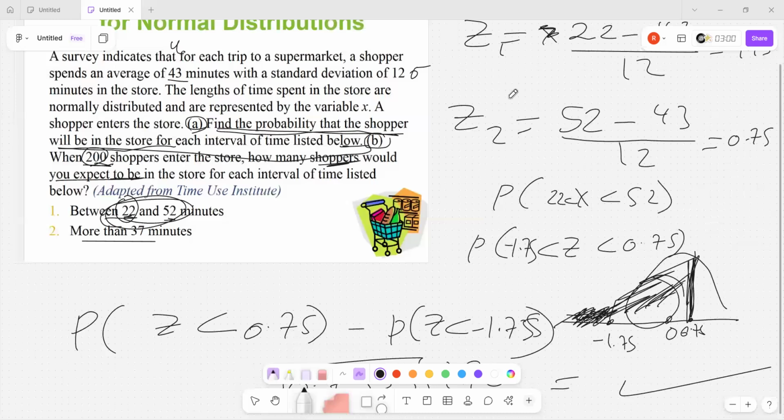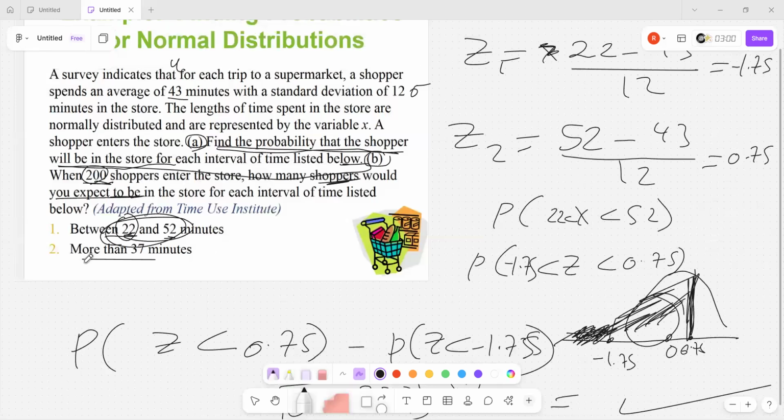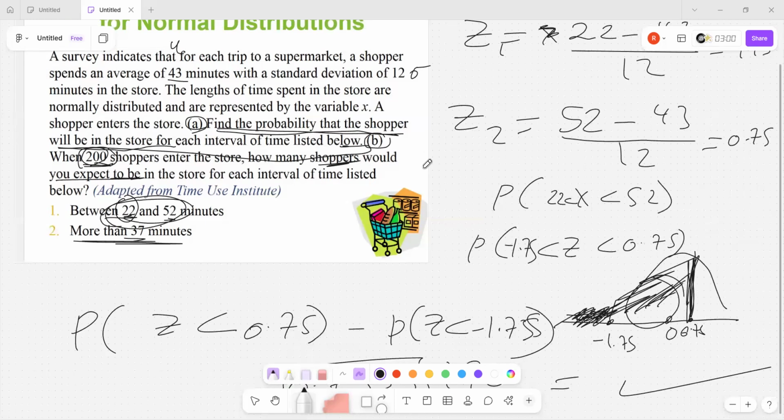Now it is your turn to tell me how to get the probability of X greater than 37, and then find how many of the 200 shoppers will be inside the store more than 37 minutes. Okay, go ahead. So you would do 37 minus 43 over 12.